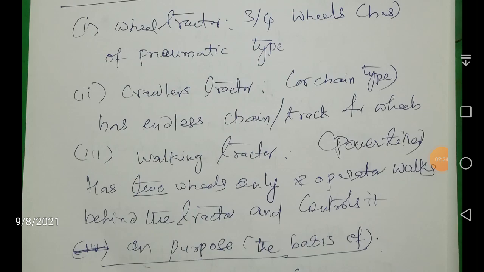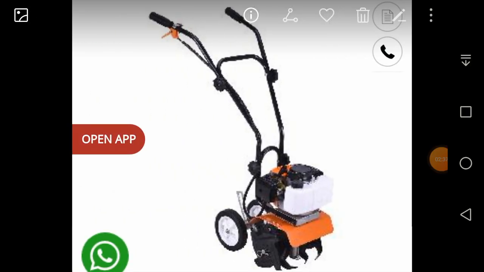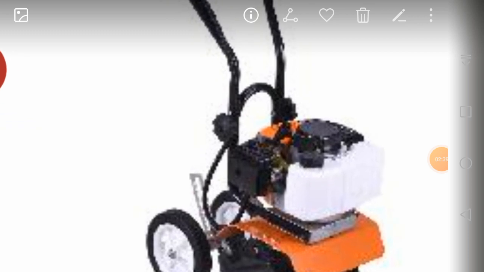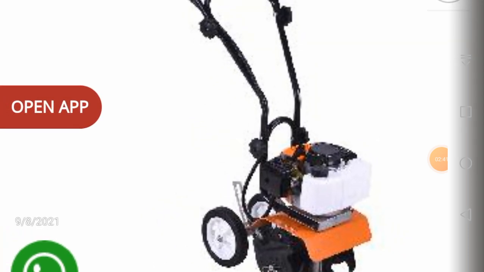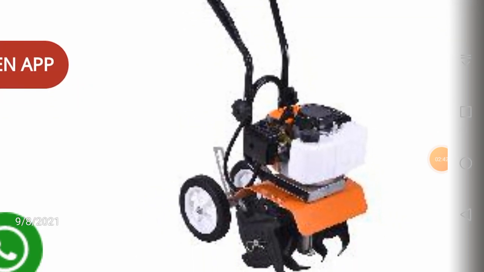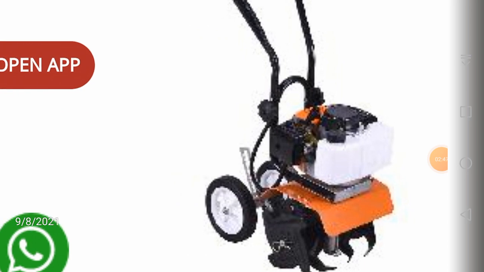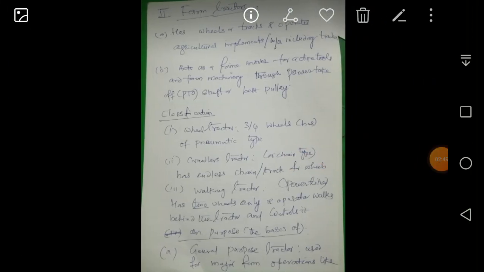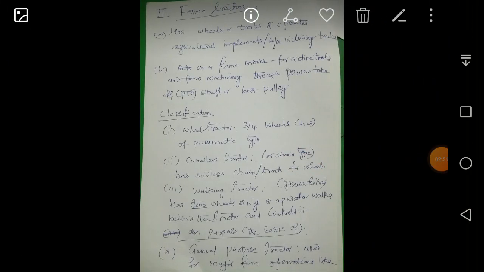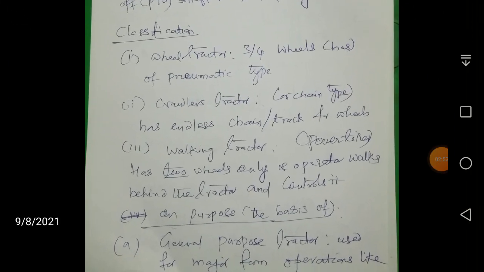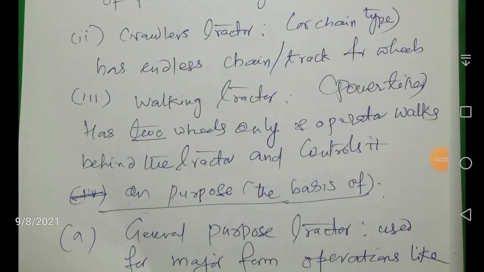So let us see how it looks. You can easily see that the operator can hold the handles and walk along with the tractor. It will be used for some other small works, etc. So let us not bother about them. This is how your walking tractor will look. It's also called a power tiller.